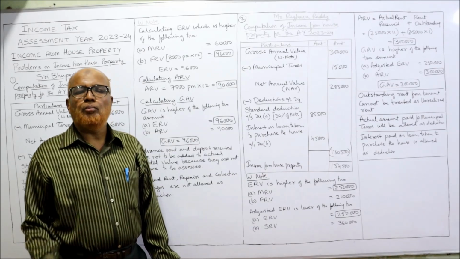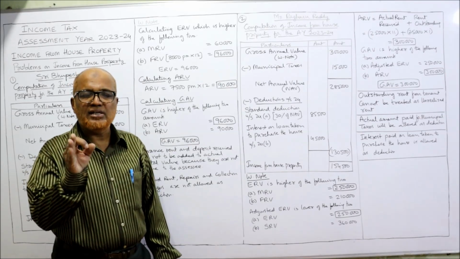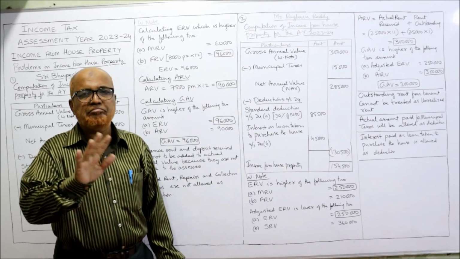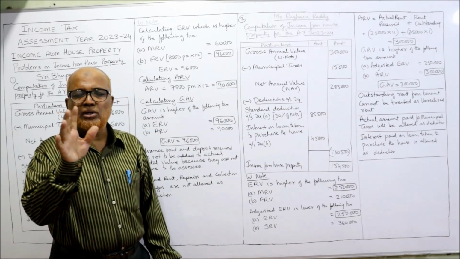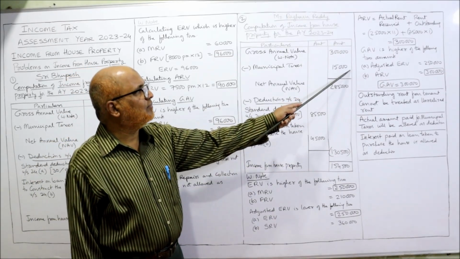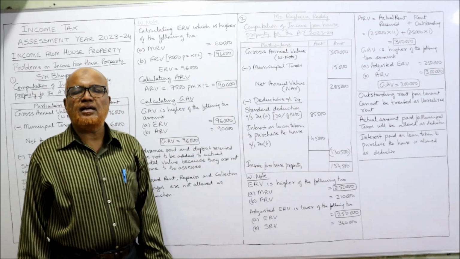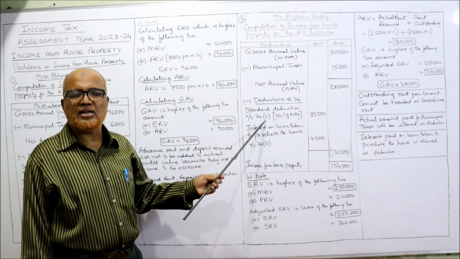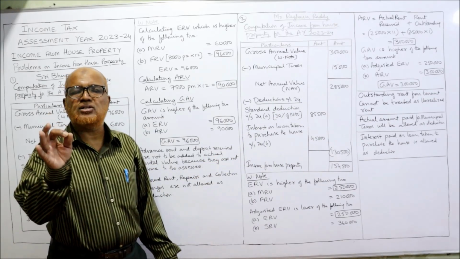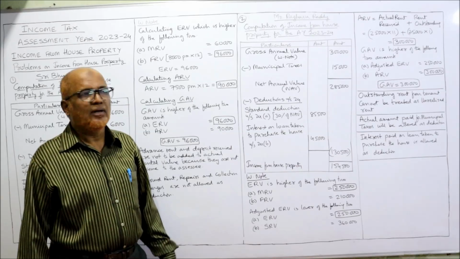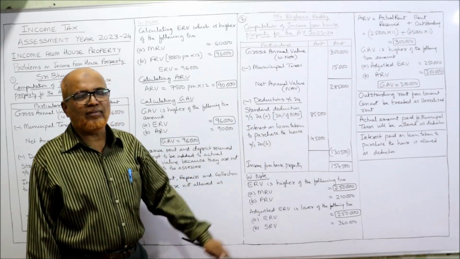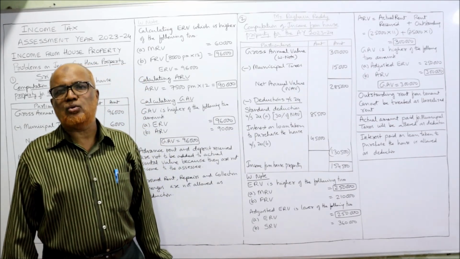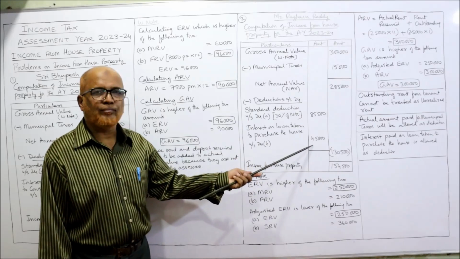Just now I told you municipal taxes will be allowed if it is paid by the owner, only payment will be allowed. If it is due, not allowed. So out of 30,000, only 15,000 paid. Deduct 15,000. So 2,85,000 is the net annual value, NAV. From this, deductions under section 24, standard deduction under section 24A, compulsory deduction, 30% of NAV. 30% of 2,85,000, you will get 85,500. Secondly, interest on loan taken to purchase the house, allowed fully, 45,000.